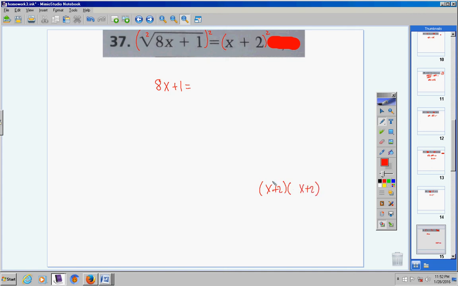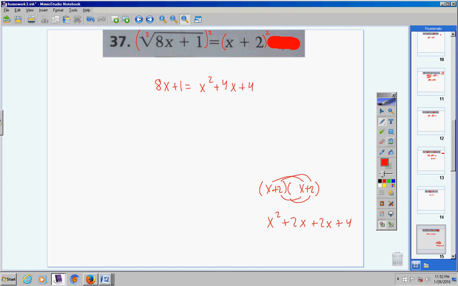Take your x and multiply it through. X times x is x squared. X times 2 is positive 2x. Now take your 2 and multiply it through. 2 times x is 2x. And 2 times 2 is positive 4. Add your like terms right here, and you're left with x squared plus 4x plus 4.